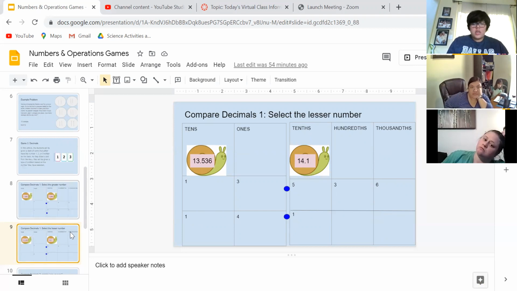And then this is just another example of that. In the tens and ones, we have 1, 3, which makes 13, and then 0.536. And then in the second number, we have 14.1. We know that this one would be the greater one because the ones place is greater in the 14 than in the 13.